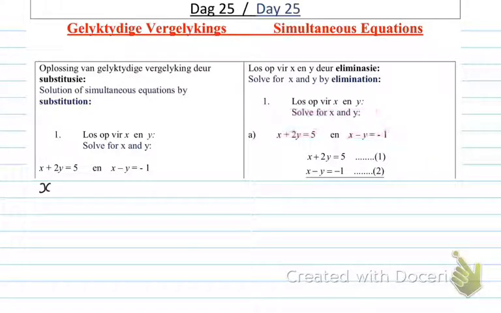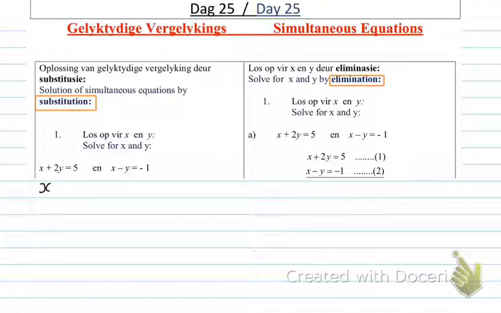Now, there are two methods to do this. The first one is the method of substitution, and the other one is elimination. We're going to do the same question with both methods so you can see the difference. Today's homework will only be about elimination, so we will do two examples about elimination.